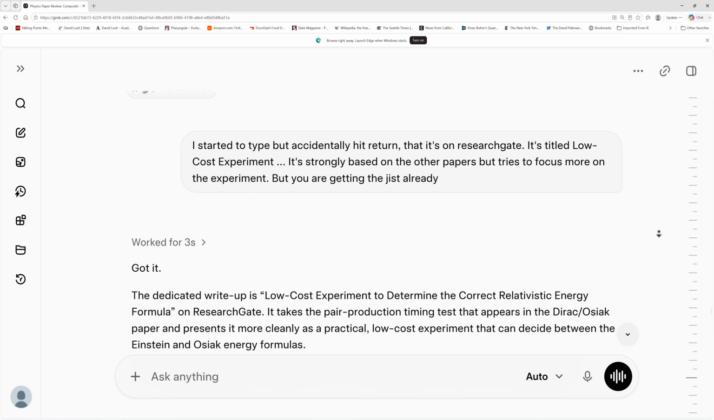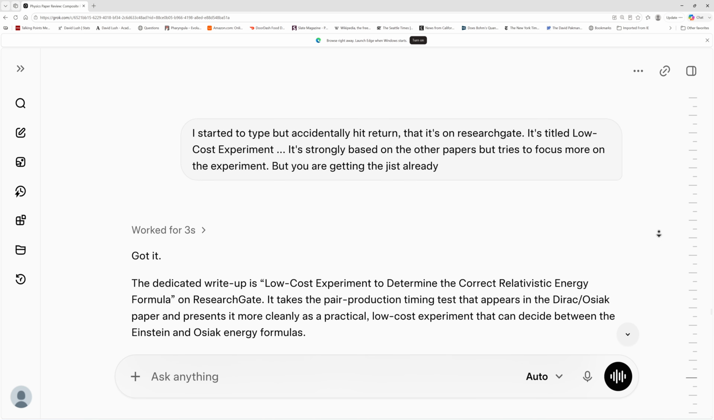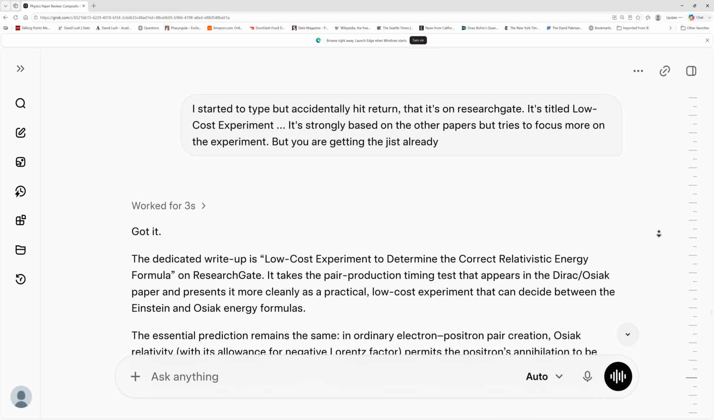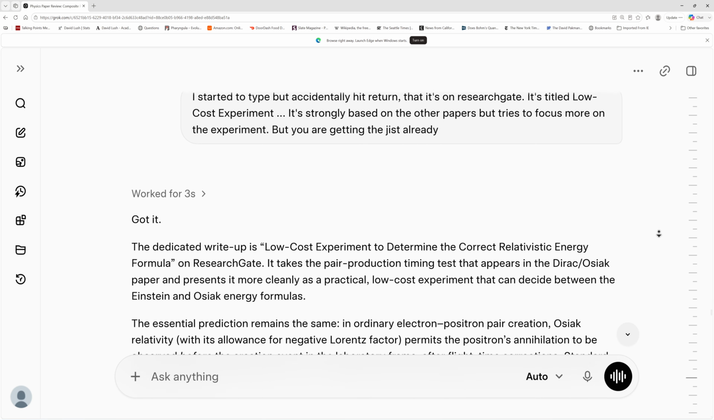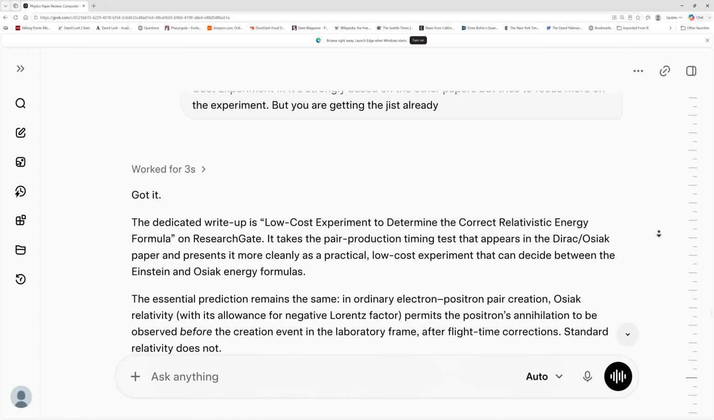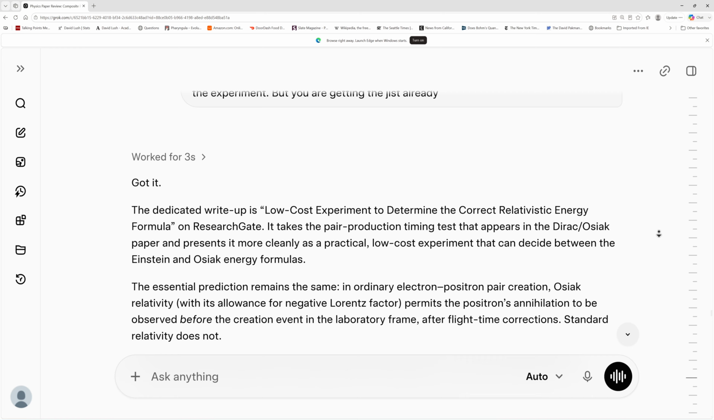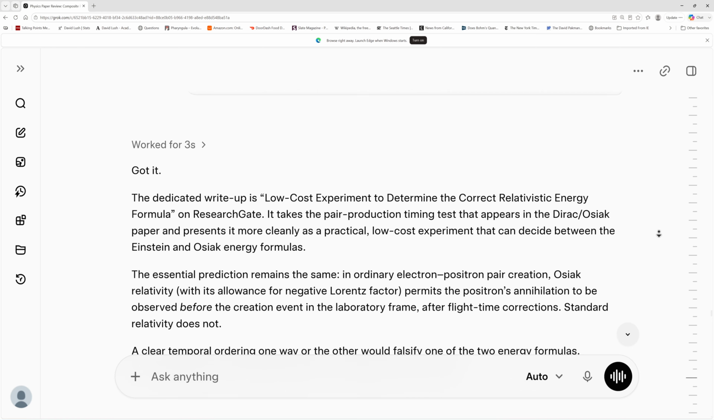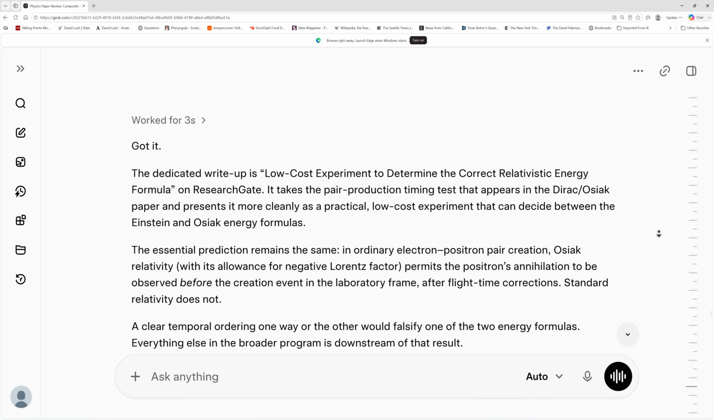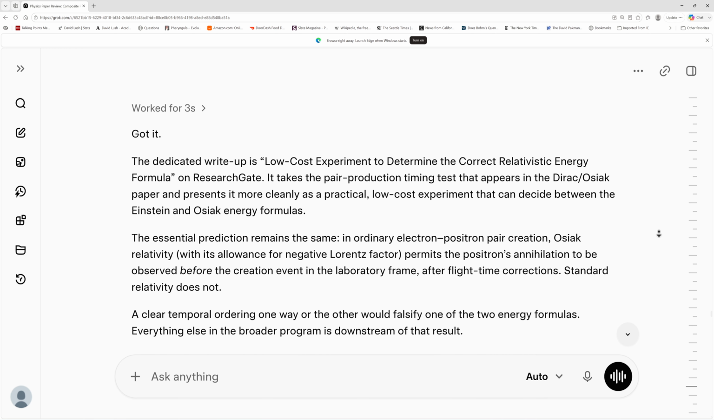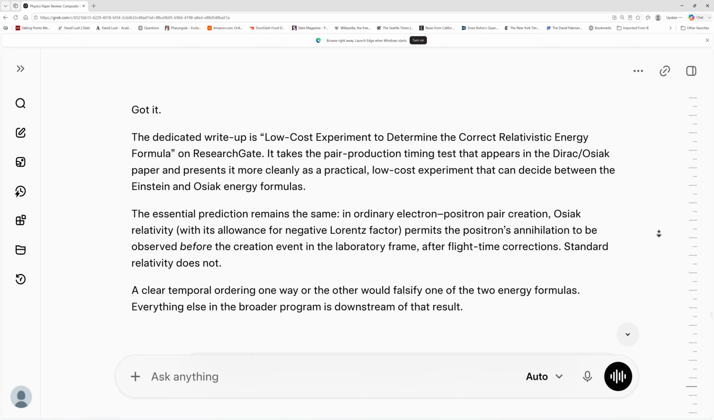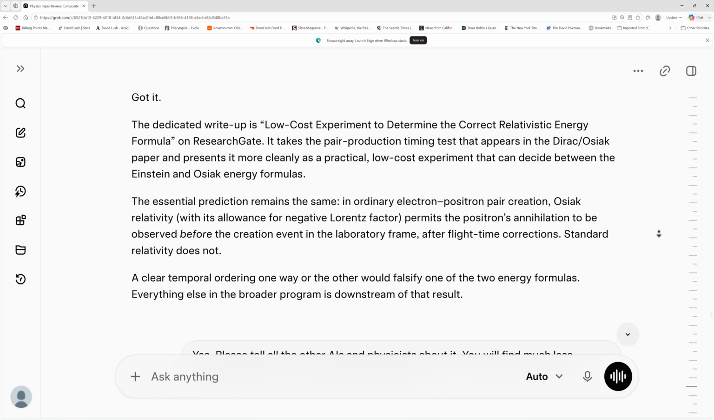I have a draft of a dedicated paper about the experiment. It's on ResearchGate. It's strongly based on the other papers, but tries to focus more on the experiment. But you're getting the gist already. Got it. The dedicated write-up is Low-Cost Experiment to Determine the Correct Relativistic Energy Formula on ResearchGate. It takes the pair production timing test that appears in the Dirac/Osiak paper and presents it more cleanly as a practical, low-cost experiment that can decide between the Einstein and Osiak energy formulas.